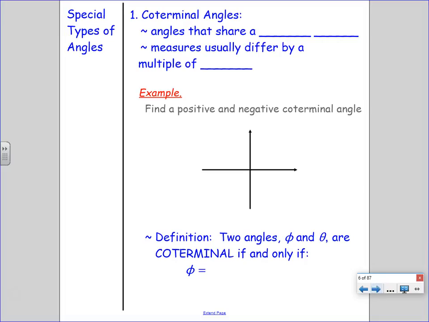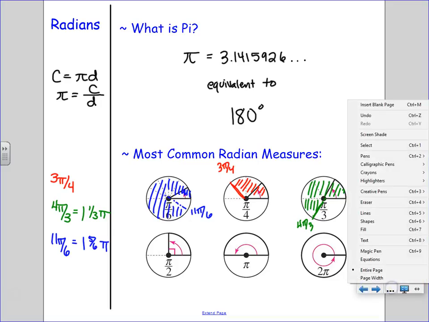Now, there are some things we have to talk about, but let's not do that today. Let's go ahead and save that for tomorrow. Let me just say the mathematical way. How would you think of 3 pi over 4? What else did I give you? 4 pi over 3 and 11 pi over 6. How could you transform them to something that you would recognize a bit more readily?